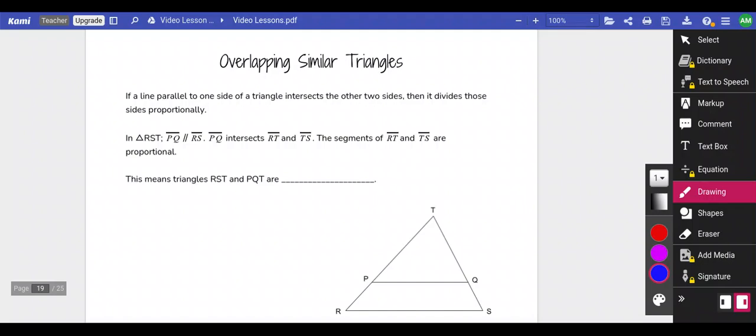Today we're going to be talking about overlapping similar triangles. So if a line parallel to one side of a triangle intersects the other two sides, then it divides those sides proportionally. There's that word proportionally again.